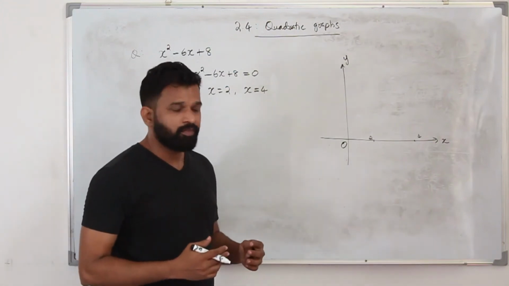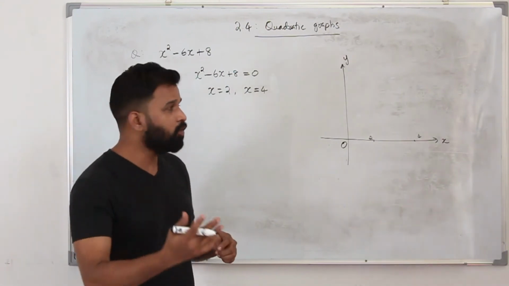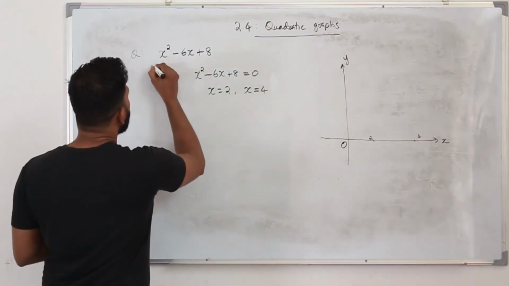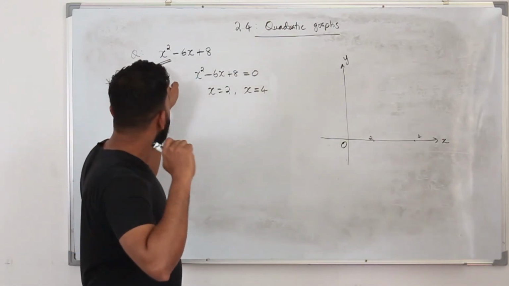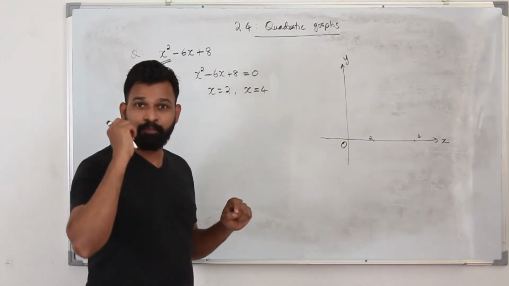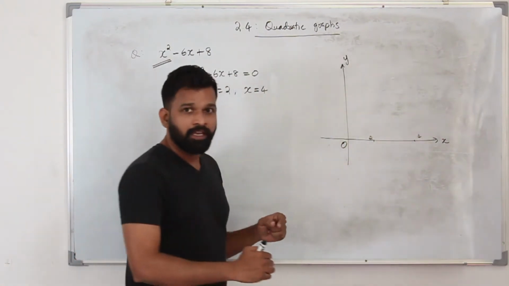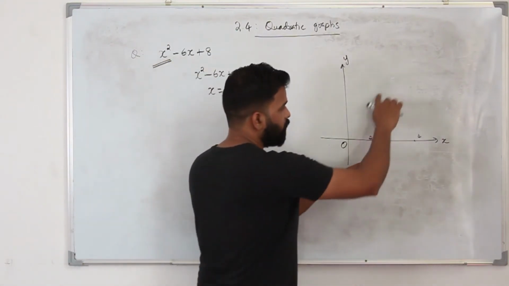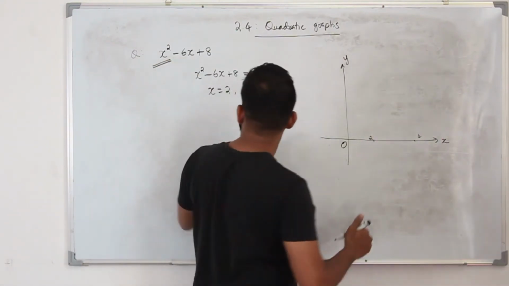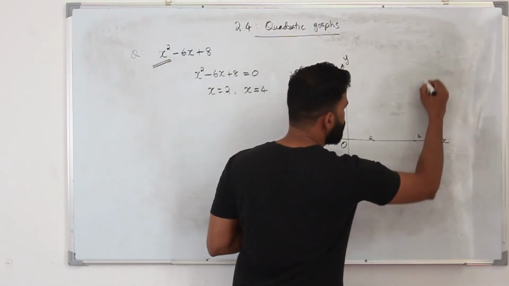Now the next thing, we need to know whether it's a U-shaped curve or an upside down curve. How do we know that? By looking at the coefficient of x square. Bear in mind, if the coefficient of x square is positive, it will be a U-shaped curve. If the coefficient of x square is a negative number, it will be an upside down curve. So here our coefficient of x square is positive, so the curve will be a U-shaped curve.